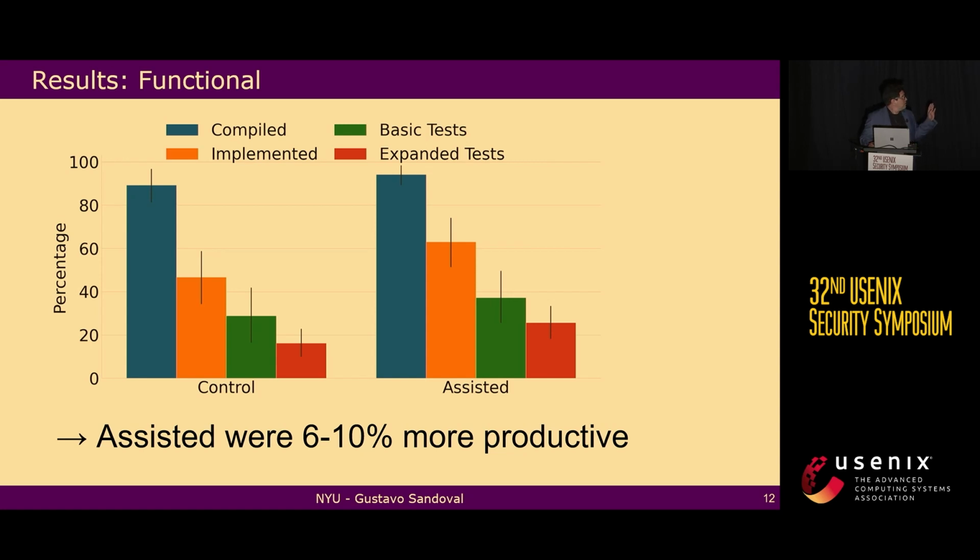So here what I show you is the per group averages, right? So we can see the average of the functions implemented per group, the percentage that compile, and the percentage that pass the basic and the extended tests. The interesting thing to see here is that the AI-assisted participants have a small but consistent advantage over the control group. The assisted group were 6 to 10% more productive and wrote about 13% more code than the control group.